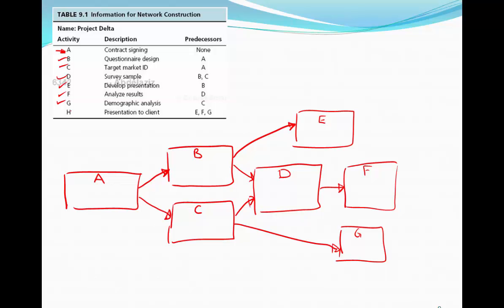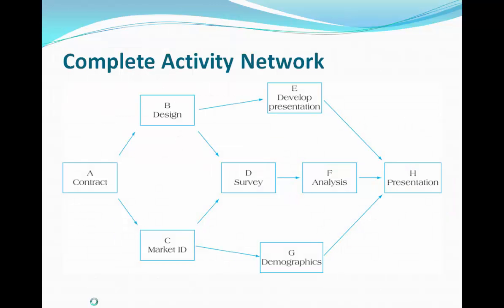And then the last activity we have is activity H, and it has three predecessors. So again, it's a merge activity. Let's draw activity H right here, and our arrows would go this way. So three predecessors, activities E, F, and G. So this is how we go about drawing our network diagram. And here it is, the completed network diagram with the descriptors for each activity.